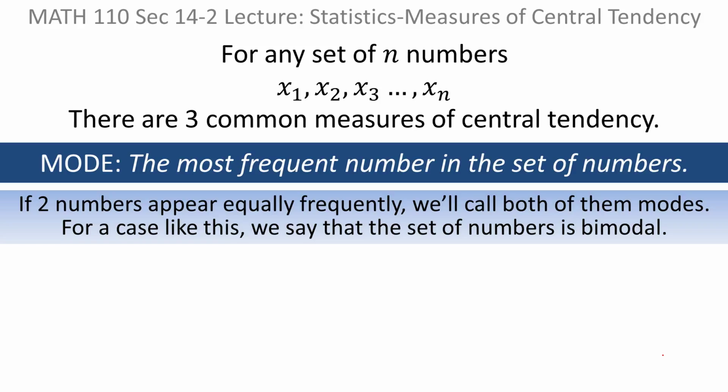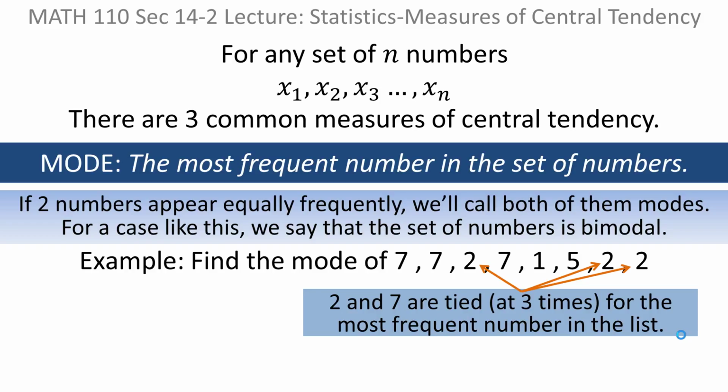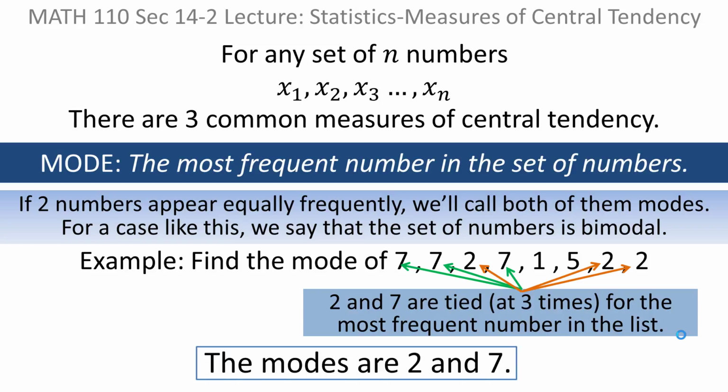Now, if two numbers appear equally frequently, we'll just call them both modes. Sometimes we say that the distribution is bimodal. For example, if I had the data 7, 7, 2, 7, 1, 5, 2, 2, I notice here that there are 3 2s, but there are also 3 7s, and that together those two appear more frequently than any other. So we would say that both of those are modes. The modes are 2 and 7.